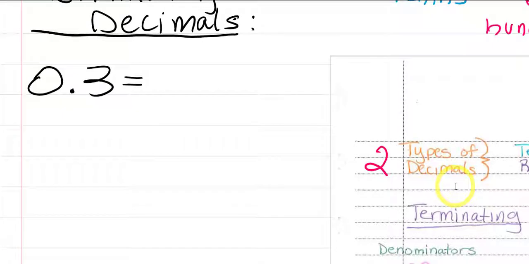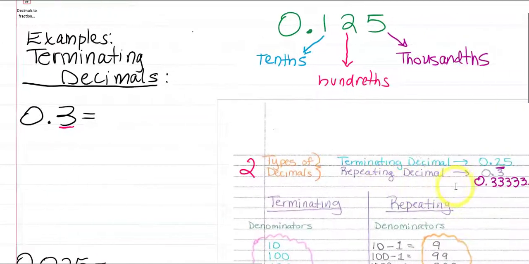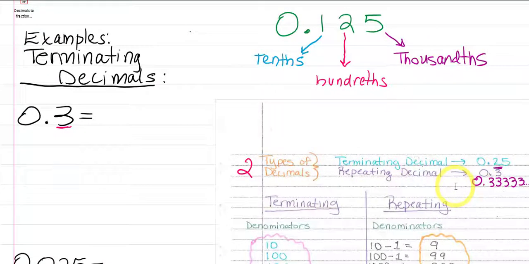If you take a look at the 3, you want to see what place value it is. That 3 is in the tenths place. It is the first digit after the decimal point, 0.3. So that is in the tenths place. If you say the word of this number, it's 3/10. It's in the tenths place. That is your fraction, 3/10.